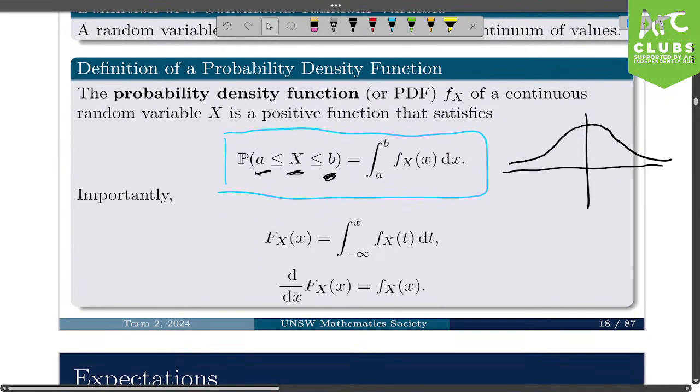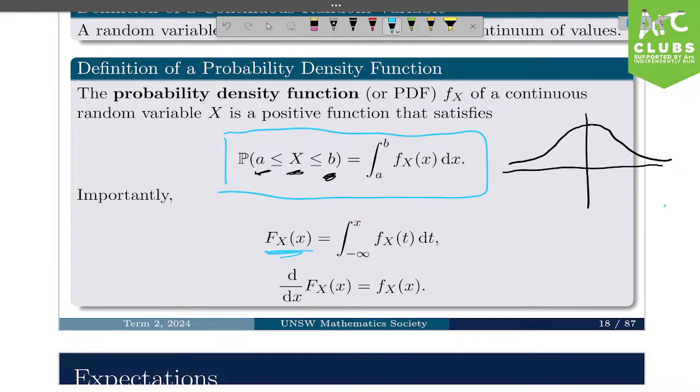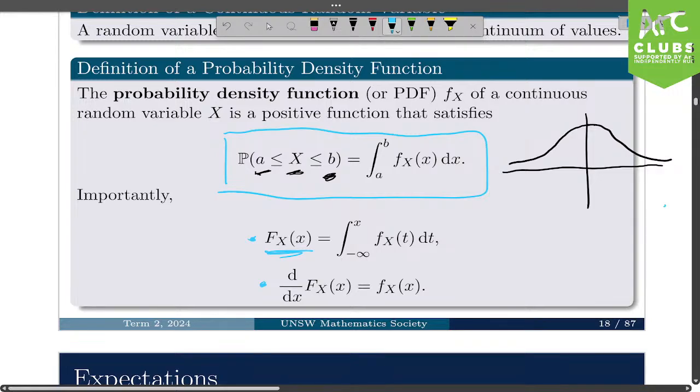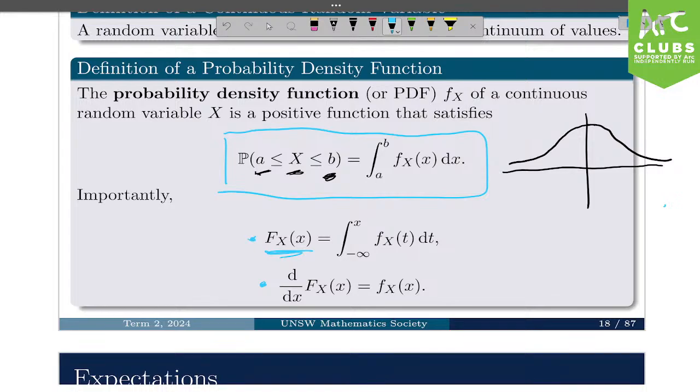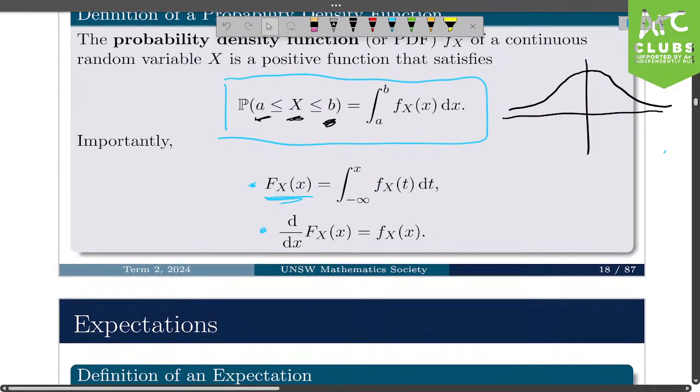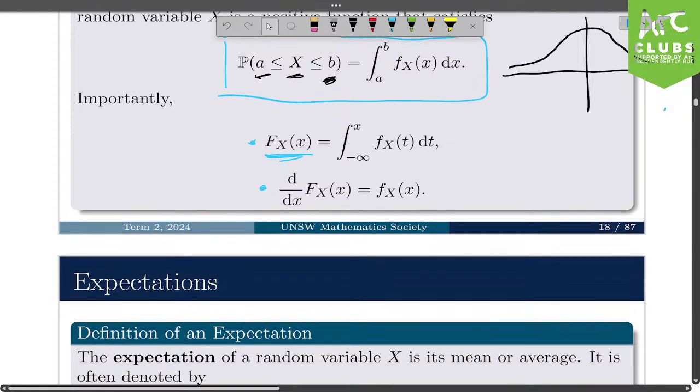Importantly, we have the cumulative distribution function equal to the integral from -infinity up to x of the distribution, and the derivative of the cumulative distribution function equals the distribution itself. Right, you can almost think of these as just the definitions. I'm sure these are things that everyone had memorized for the midterm, so hopefully you can remember these things.